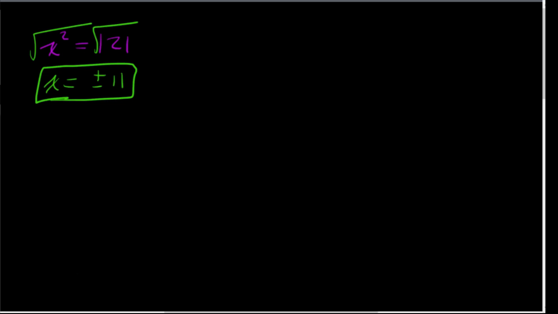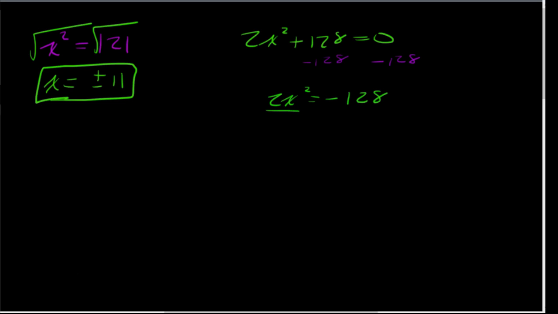Alright, 17 says 2x squared plus 128 equals 0. Oops. So first, we'll subtract 128 from both sides. So you should get 2x squared is equal to negative 128. Then we divide by 2. Many people took the square root at this point, but you can't do that yet. Remember, if we're digging out that x, we have to go reverse PEMDAS.